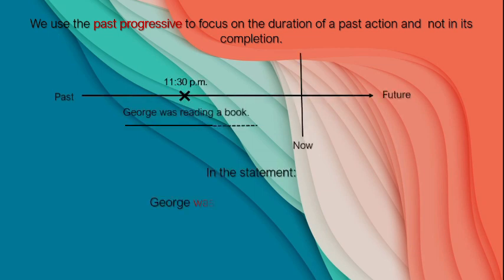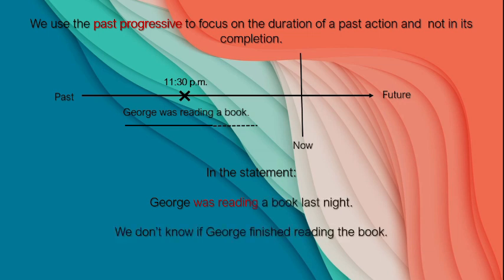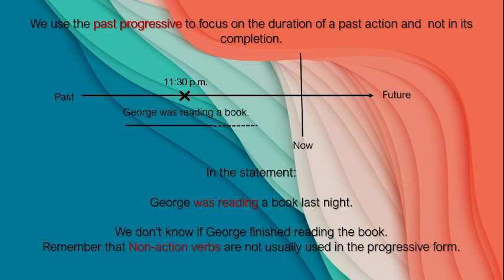In the statement, George was reading a book last night, we don't know if George finished reading the book. What we know is that something was taking place. What was taking place is that George was reading a book. Remember, non-action verbs are not usually used in the progressive form.